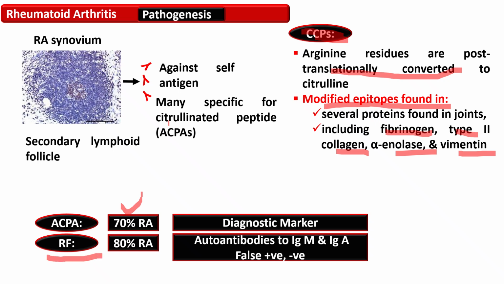This is basically autoantibodies to IgA or IgM that bind to the IgG Fc region, and these antigen-antibody complexes can be deposited in the joint. There are many false positive or false negative results recorded for the rheumatoid factor.